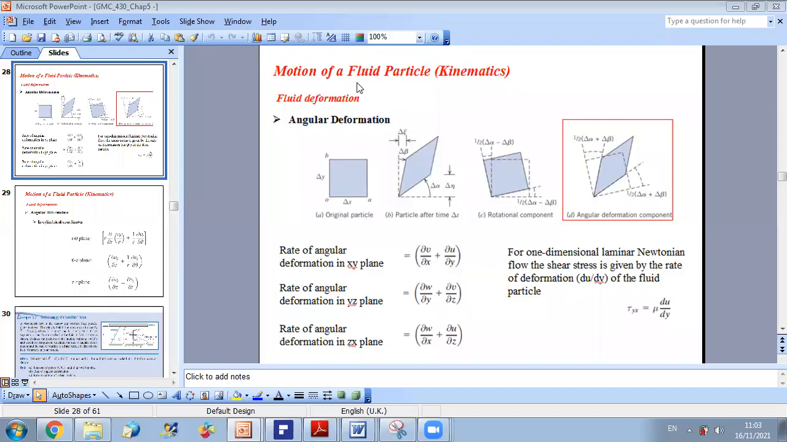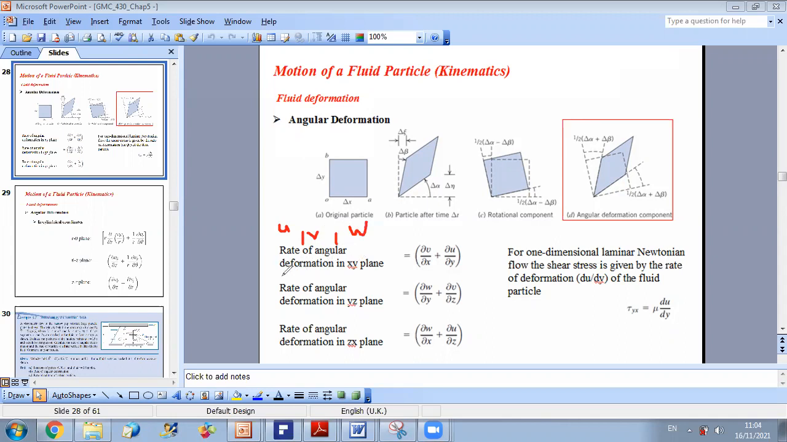And today we'll continue with fluid deformation. For a fluid, we can define angular deformation. As we have seen last time, any particle in motion, if it's undergoing rotation, can also undergo angular deformation. And we can compute the rate of angular deformation by knowing the velocity field. So knowing u, v, and w will allow us to determine the rate of angular deformation.